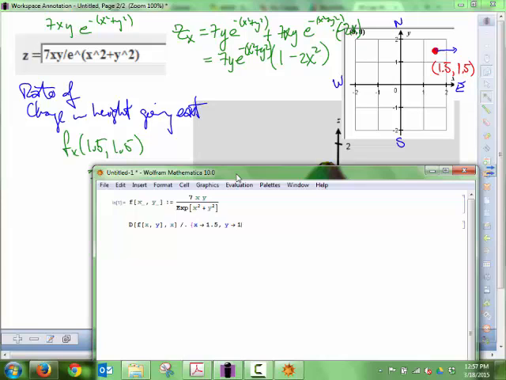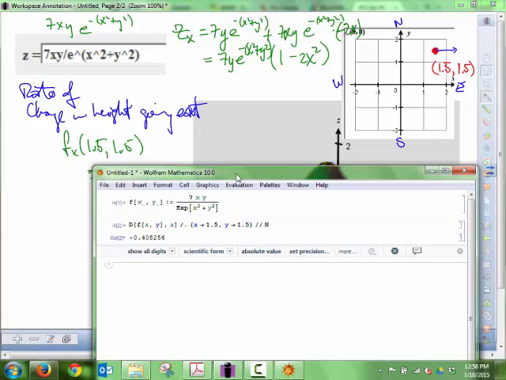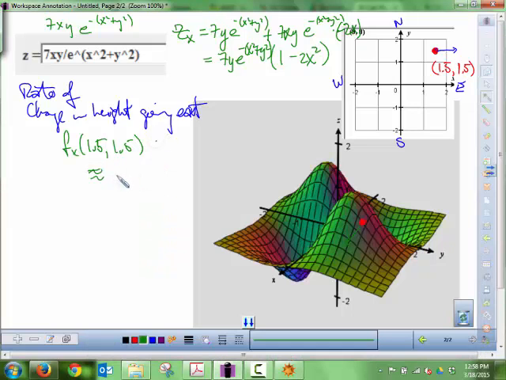You guys get it? Okay. Negative, what is it? 0.408. All right, so we got a negative number, which according to the graph we should have gotten, and so it looks like it's good.